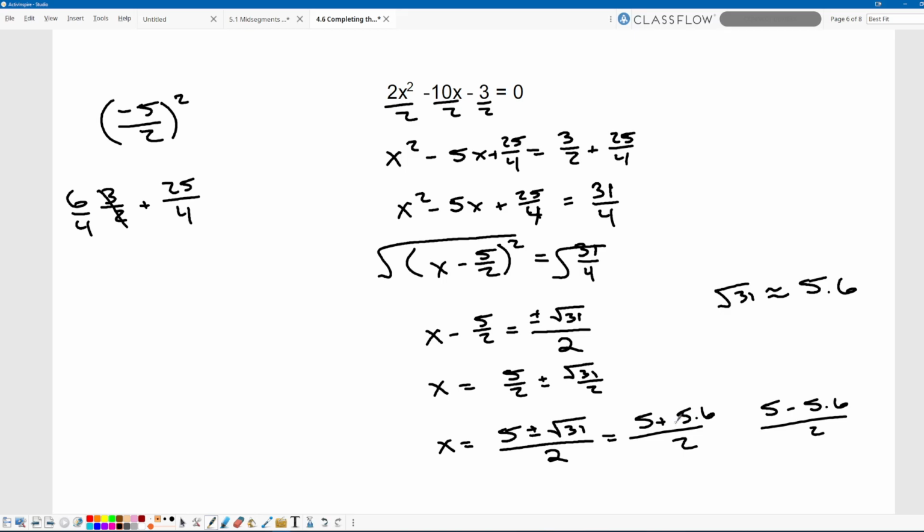So 5 plus 5.6 gives you 10.6 divided by 2, which is going to be 5.3. And then over here, 5 minus 5.6 is a negative 0.6, which divided by 2 gives you a negative 0.3. So your two answers would be 5.3 or negative 0.3, or if you don't want to deal with decimals, that is a perfectly viable answer: 5 plus or minus the square root of 31 divided by 2. And that is probably as complicated as you can really get with completing the square, because we immediately introduced a whole bunch of fractions and we had to deal with said fractions.